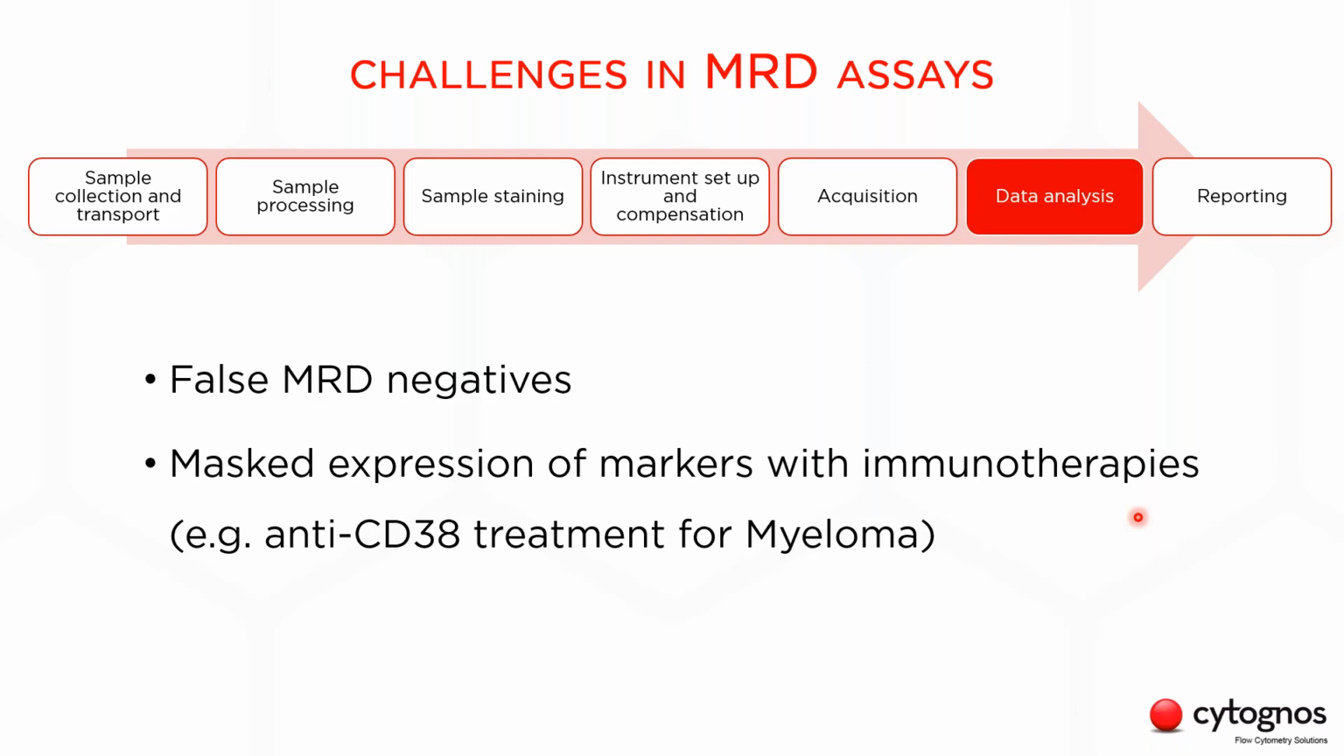One of the biggest challenges in minimal residual disease assays are the false minimal residual disease negatives. In these studies, we are handling a large number of events, and we want to identify a population that has a very low frequency. So high sensitivity is key to avoid reporting false MRD negatives. Also, we need to consider the patient treatment for the gating strategy, as some immunotherapies can mask or can affect the expression of certain antibodies, as we mentioned.